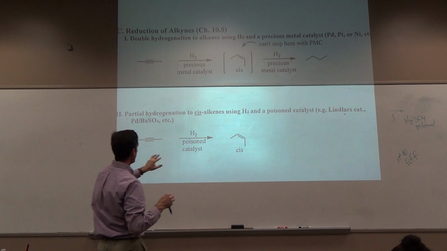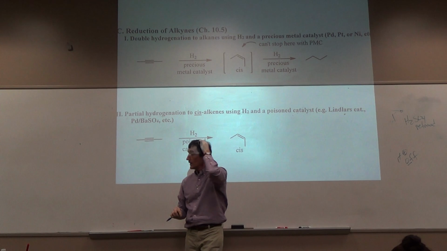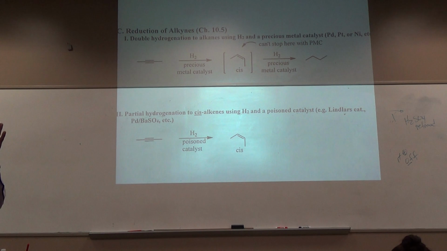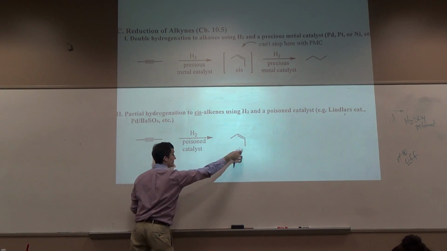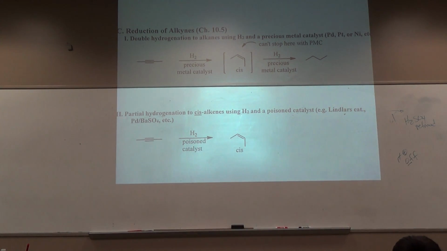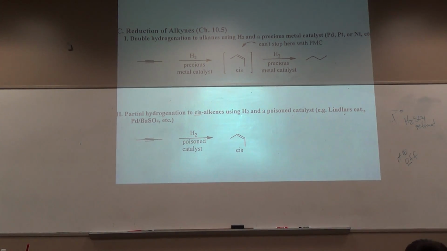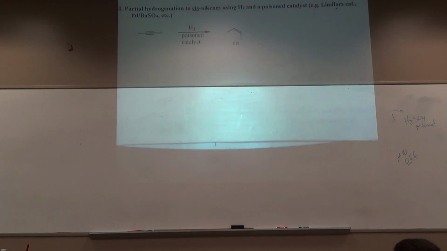You may see poison catalysts listed with barium sulfate or lead sulfate. Lindlar's catalyst may contain lead, I'm not quite sure. A lot of times you'll just see it said Lindlar's catalyst. So whenever you see Lindlar's, just know it's a poison catalyst, and in this case it'll stop at the cis. It'll either say poison or Lindlar's. There are a lot of things that can be added when you get to the advanced level, but it will probably typically say poison.